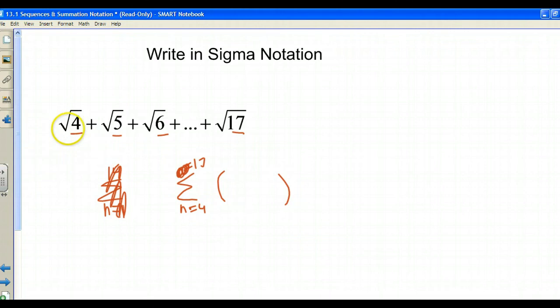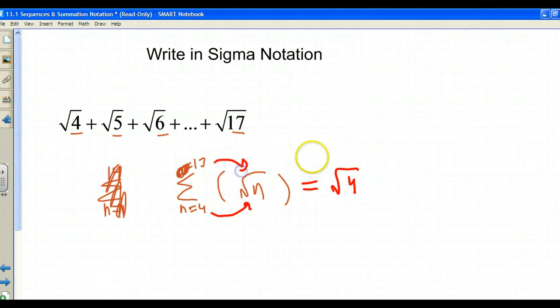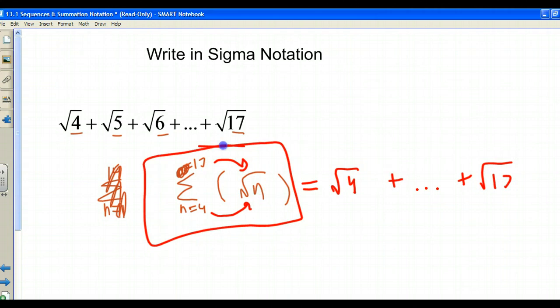When I plug 4 in there, I get that. So this is just square root of n. Let's double check. I always like to double check the first and last terms. If I plug in 4, what do I get? I get square root of 4, which is the first term. What happens if I plug in 17? I should get this last term, square root of 17? I do. So that is the correct sigma notation for this particular problem. And you are done.